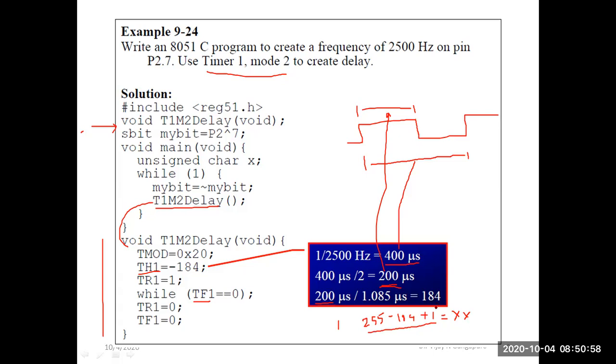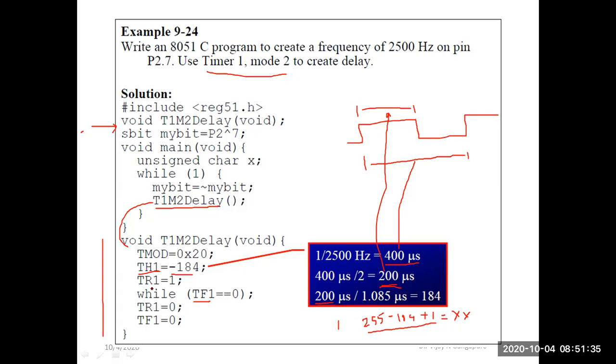Instead of deriving this value and loading it into th1, I can simply add a minus before 184 and load that into th1, which means internally the 2's complement of 184 is being loaded into th1. That is the operation 255 minus 184 plus 1, and whatever value results gets loaded into th1. So for 200 microsecond, I load this value into th1, and it will automatically get copied into TL1.